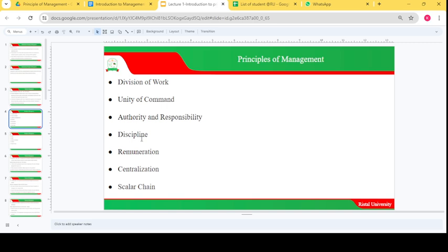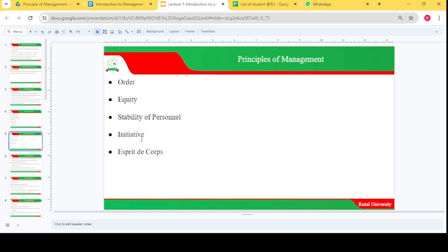We have remuneration, which means fair and competitive compensation motivates employees. And then we have centralization: the optimal level of decision-making authority should be centralized or decentralized based on the situation. And then we have the scalar chain, where a clear and unbroken line of authority should exist from top management to the lowest levels.